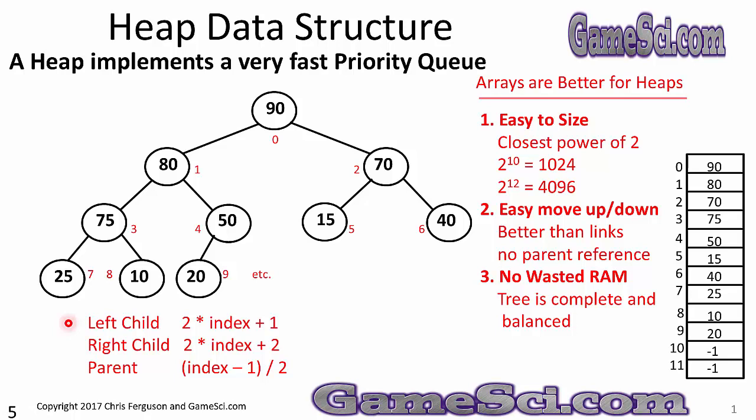All this depends on you memorizing the formulas. With the root at index 0, the left child can be calculated as 2 times index plus 1. The right child is 2 times index plus 2. And the parent, when you need to move up the heap, can be calculated as (index minus 1) divided by 2. Those parentheses are required.